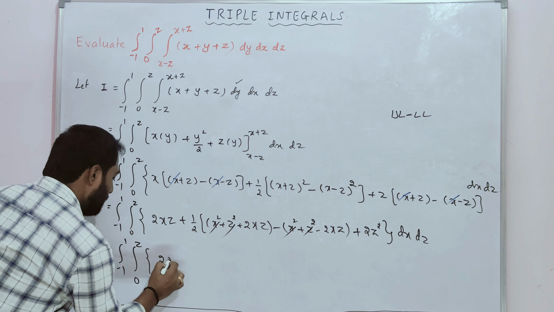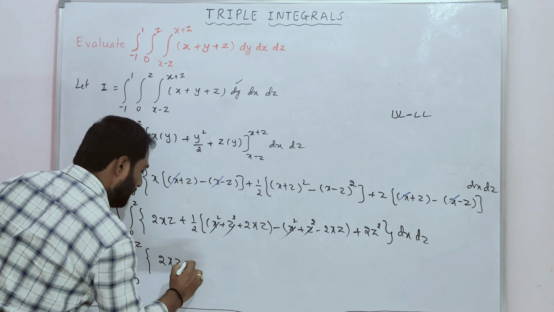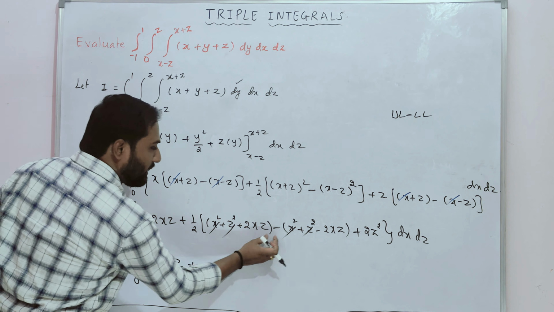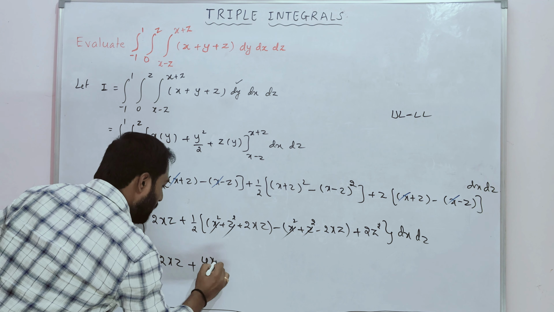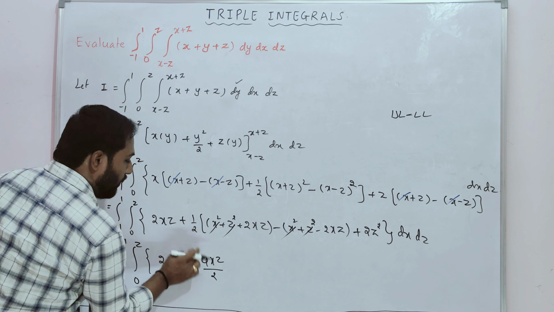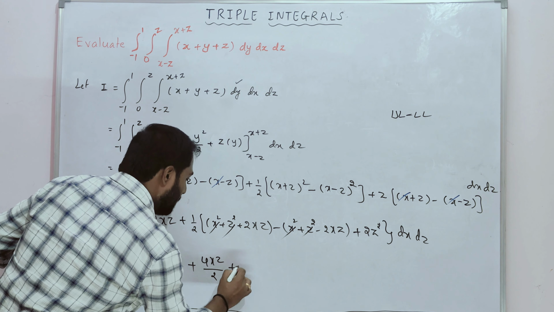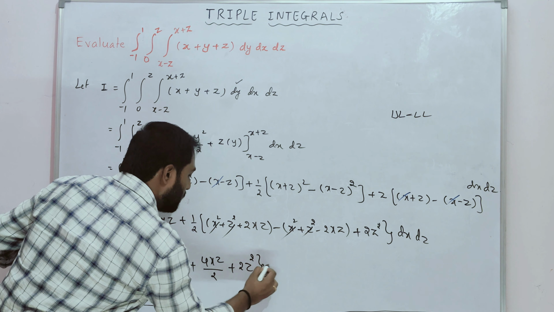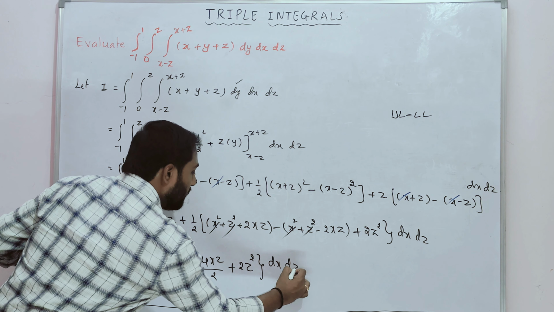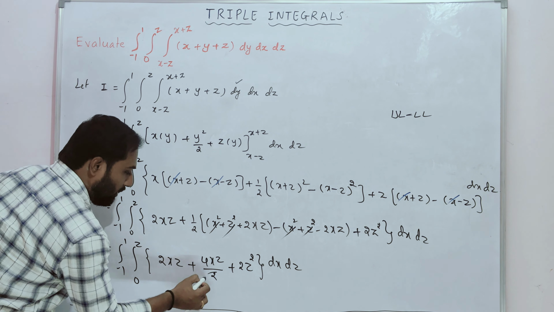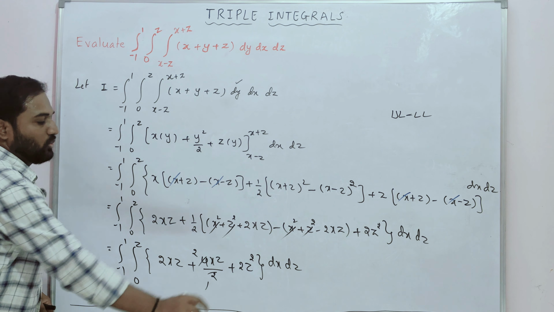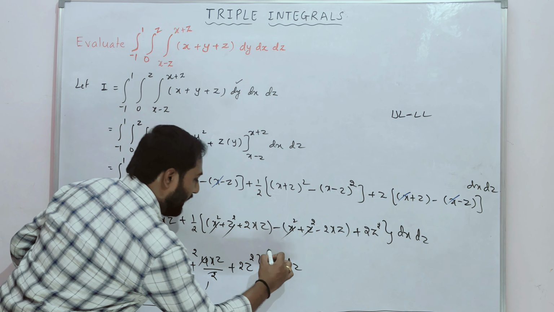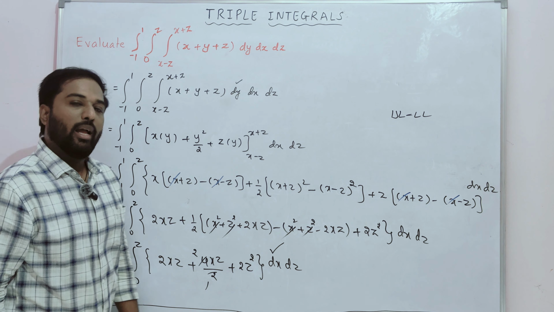What are the remaining terms? First term already simplified, 2xz as it is, plus what this becomes? 2xz plus 2xz. So it will be 4xz divided by 2. This 2 as it is, my dear students. And here it is 2z square, and this is dx and dz. And if you simplify, 2 ones are 2 twos. So now in the next step you need to integrate with respect to x.